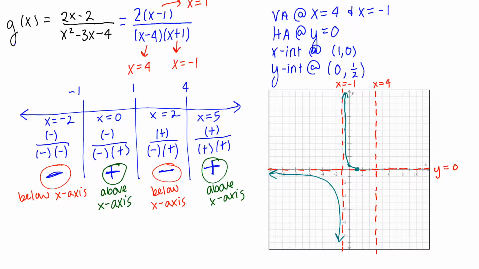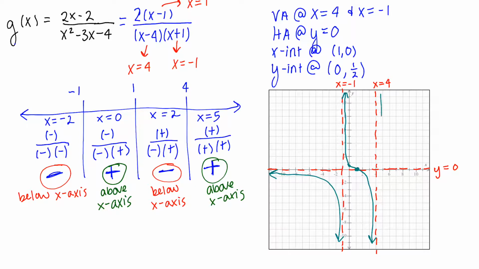And then it says below the x-axis. So my choices right now, this could bounce all the way up like this, or it could go down like this. If this were positive, above the x-axis, we would choose this guy. But because it's negative, it says it's below the x-axis between 1 and 4, we're going to choose this one. So it'll look a little like this.